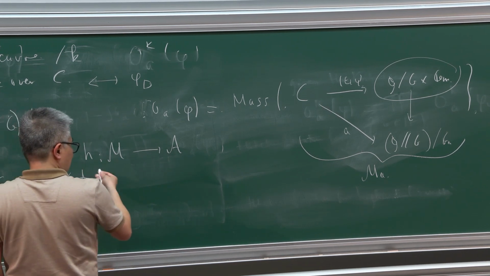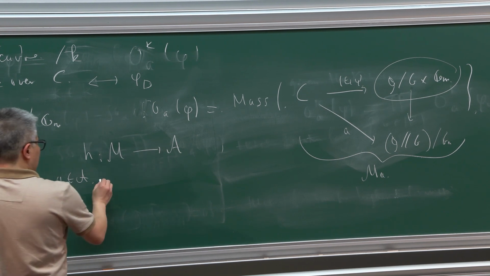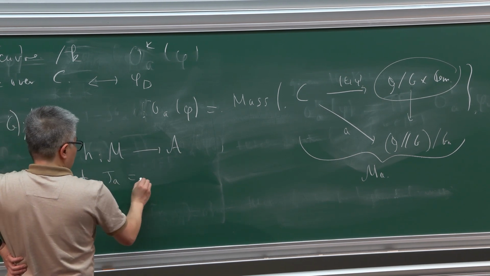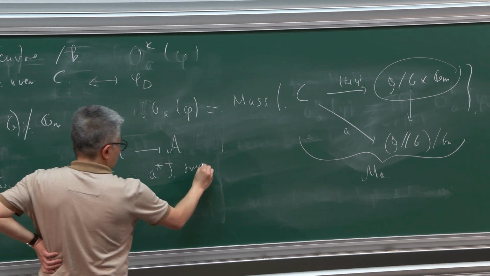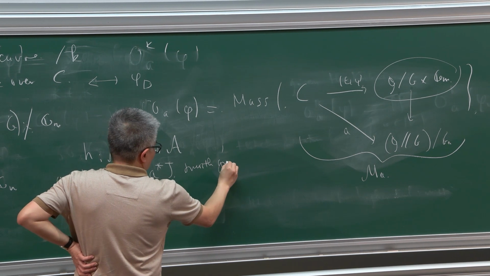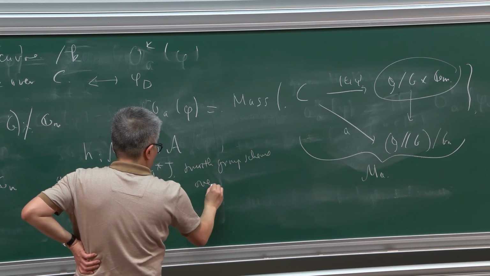maybe let's do it over an algebraically closed field. And then you have J_a, the pullback of J to C. So this is a smooth group scheme over C.